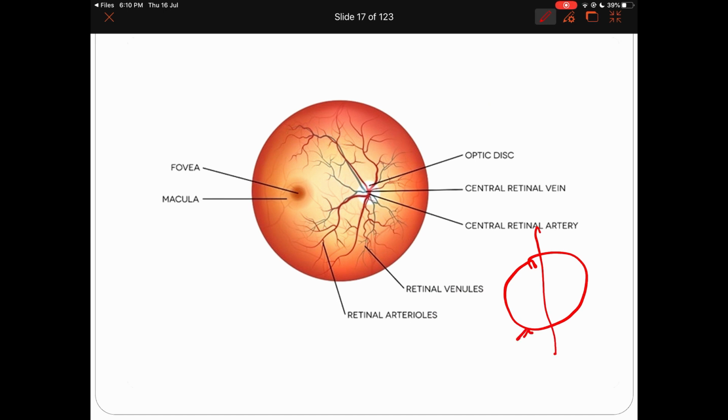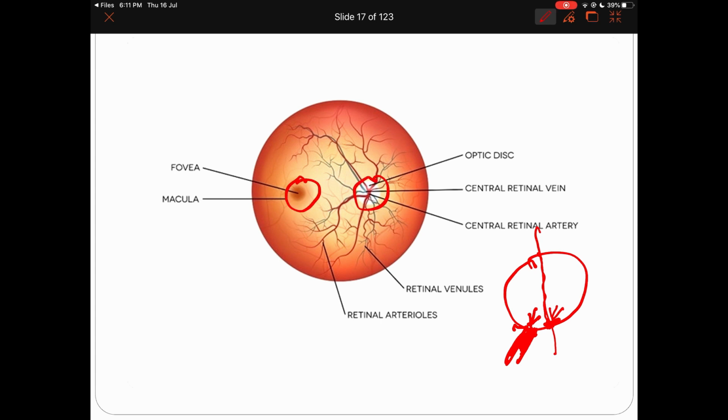So, this will be more medial here. This is the optic disc, but this will be just behind the anterior pole here, the posterior pole area. If this one is medial, then this will be a little lateral here. So, you see this lateral.